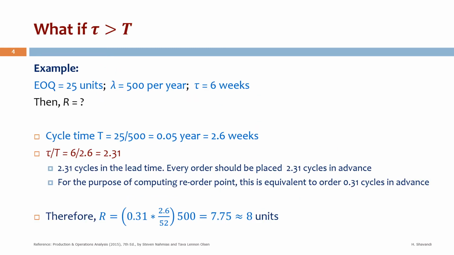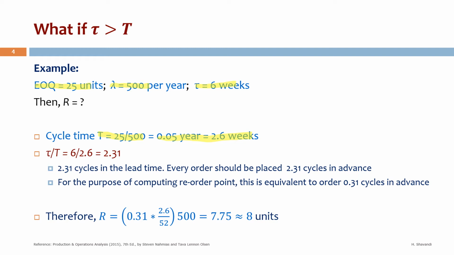What if tau is greater than T? I mean, what if the lead time is longer than the cycle time? So let's have an example here. Let's assume that EOQ here is 25 units, lambda is 500 units per year, and tau is 6 weeks. So here, the cycle time T will be Q divided by lambda, so 25 divided by 500, it will be 0.05 year or 2.6 weeks. So the cycle time for ordering is 2.6 weeks, but the lead time is 6 weeks.